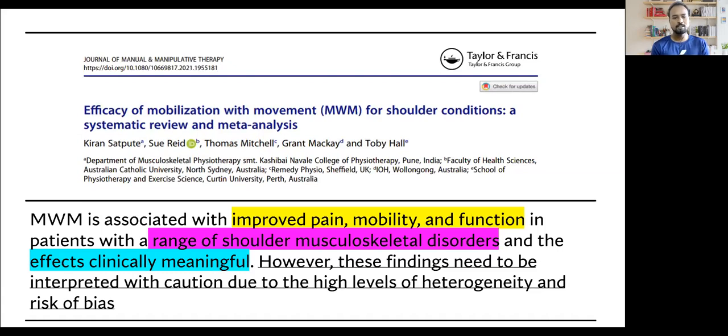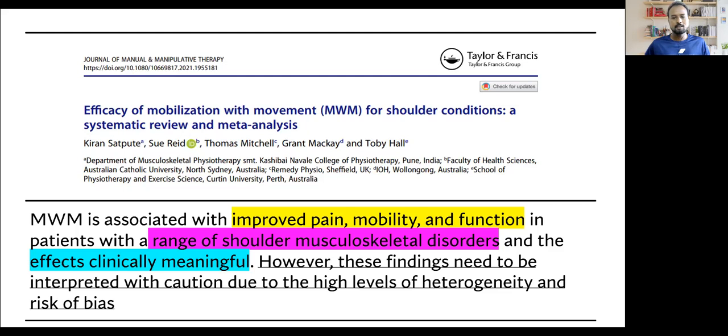However, these findings need to be interpreted with caution due to the high levels of heterogeneity and risk of bias. Now, this is a sort of disclaimer that they put across after they have explained. They stated that MWM is associated with improved pain. And as I was saying, there's a lot of interest in it, and people are saying, okay, the MWM is so associated with improved pain, this is really good, and so on and so forth.